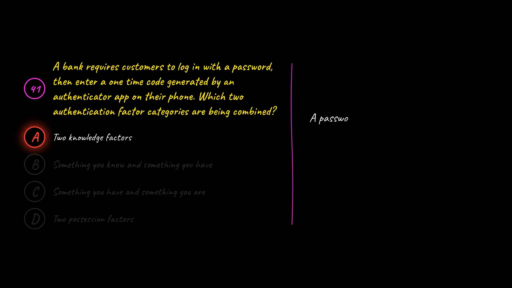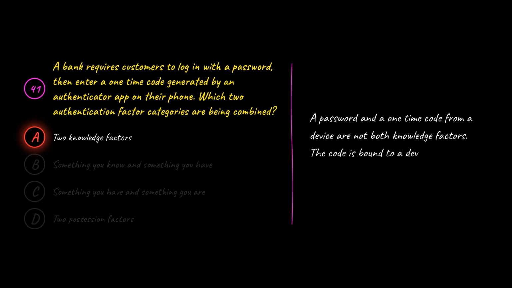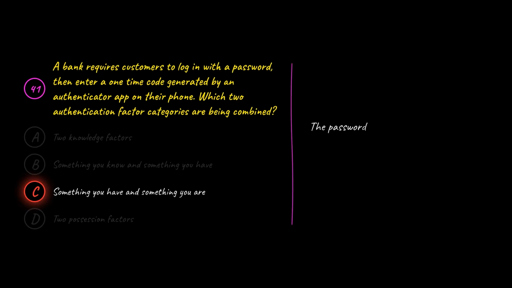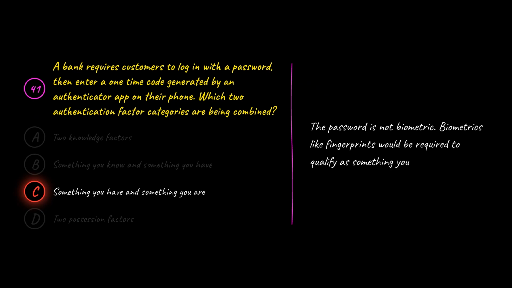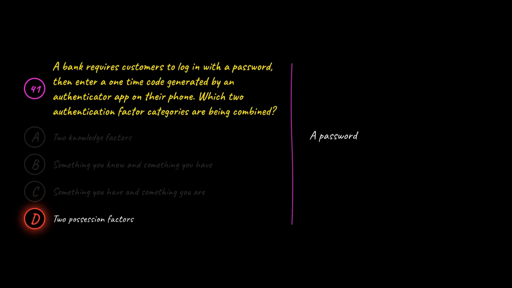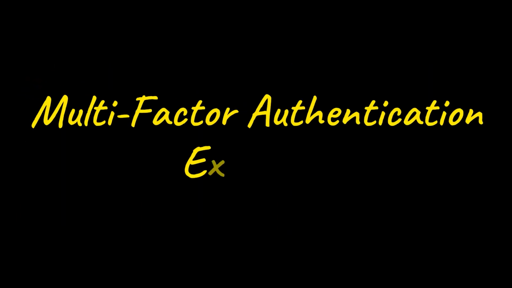A is wrong because a password and a one-time code from a device are not both knowledge factors. The code is bound to a device, which is a possession factor. C is wrong because the password is not biometric. Biometrics like fingerprints would be required to qualify as something you are. D is wrong because a password is not a possession factor. It is a knowledge factor.